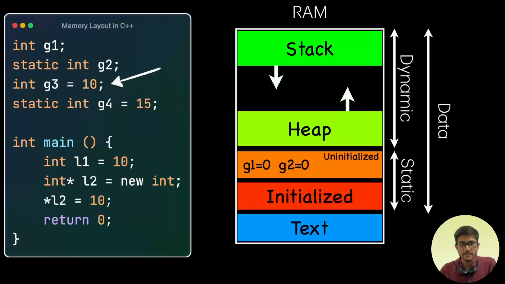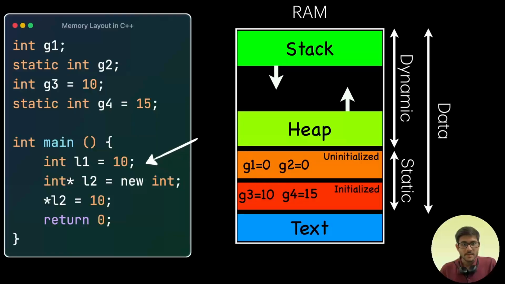Moving on to G3, this variable is also global, but since it is initialized, we will be storing this in the initialized section. Next is the G4 variable. Since G4 is a static variable and it is initialized, it will be stored in the initialized section in the RAM.